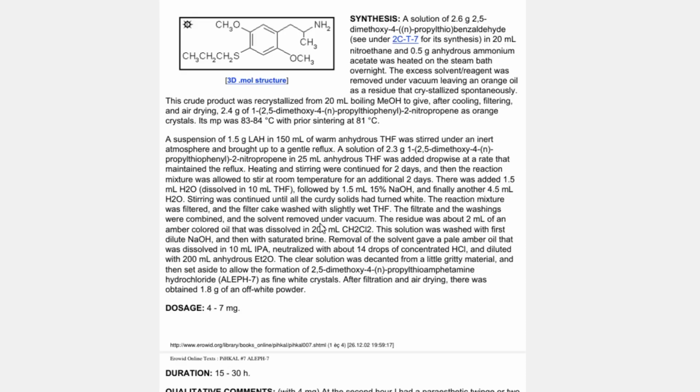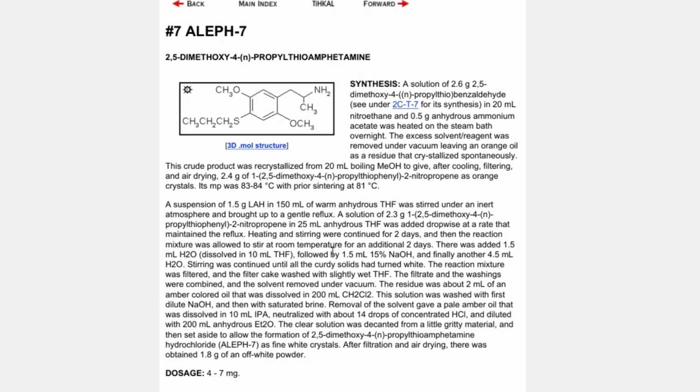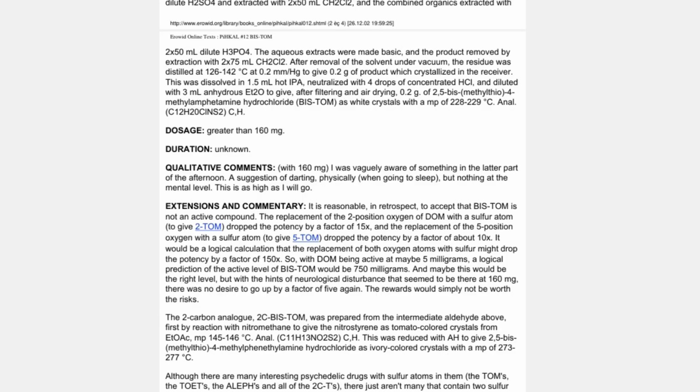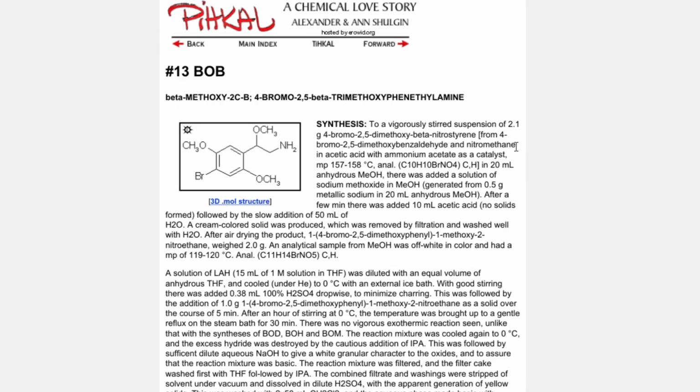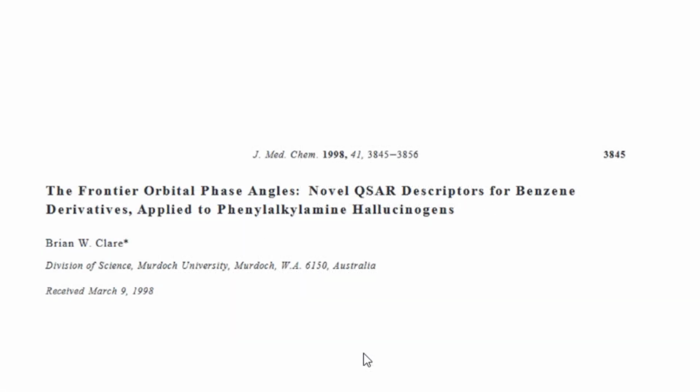And really, to learn about the bioactivity, you have to go down to the extensions and commentary section, and you can find the effective dose in man after the synthetic section, but it can be a bit difficult to explore the data and extrapolate any trends about the structure-activity relationships. Now, luckily for us, Brian W. Clare has done quite a lot of the boring work of tabulating the activities of these compounds. And so within this paper, there's a table of the activity of all of the psychoactive phenethylamines in mescaline units, so activity compared to mescaline, and this data set can be downloaded from PubChem.